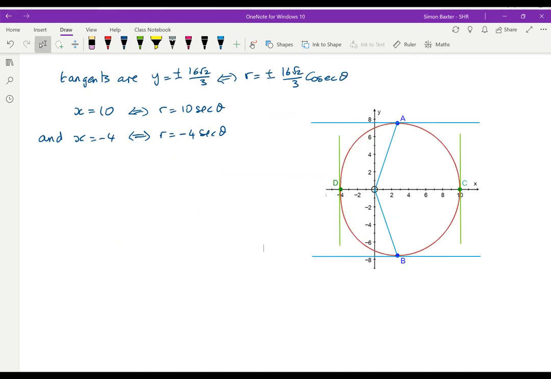And this illustrates what we've just done. Tangents, y is plus 16 root 2 over 3. That's just over 5 root 2. That looks about right. And minus it. And there's the polar equation. And the other tangents are x equals 10, x equals minus 4, or r equals 10 sec theta, r equals minus 4 sec theta.